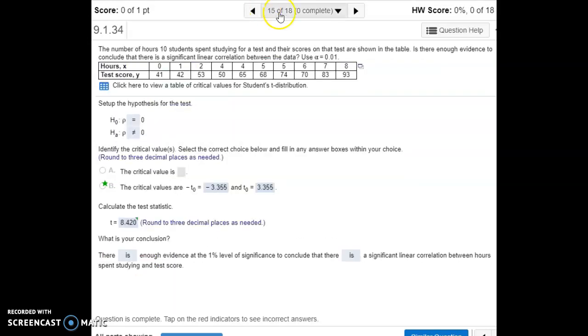It would need to be larger than this, closer to 1, for us to conclude that there is a linear correlation. And number 15, we'll be using a hypothesis test to see if there's a significant linear correlation between the number of hours a student studies, x, and their corresponding test score, y.